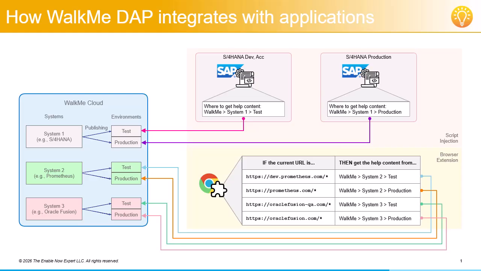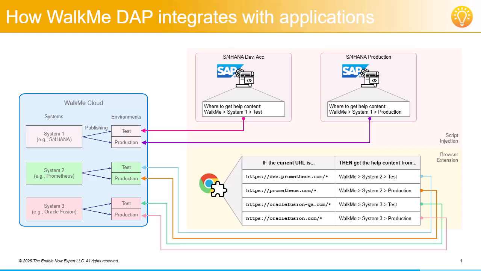Typically, help content is assigned to a specific screen within the application to provide another level of context sensitivity. That's why the URLs in the help mapping table have an asterisk wildcard at the end, to basically say any page within this domain, go and look at this particular WalkMe system and environment to get the help content to embed in the application page.